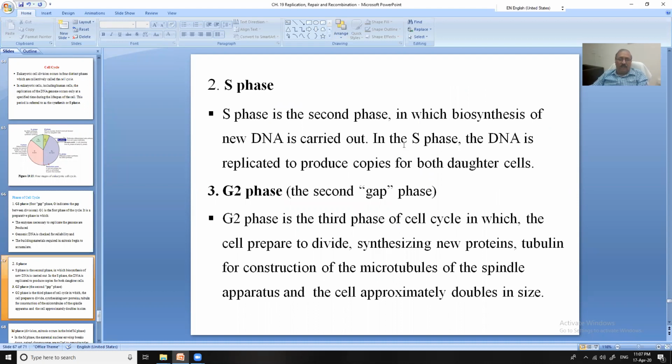S phase is the second phase, in which biosynthesis of new DNA is carried out with replication. In the S phase, the DNA is replicated to produce copies for both daughter cells. G2 phase is the third phase of the cell cycle, in which the cell prepares to divide, synthesizing new proteins, tubulin for construction of the microtubules of the spindle apparatus, and the cell approximately doubles in size.